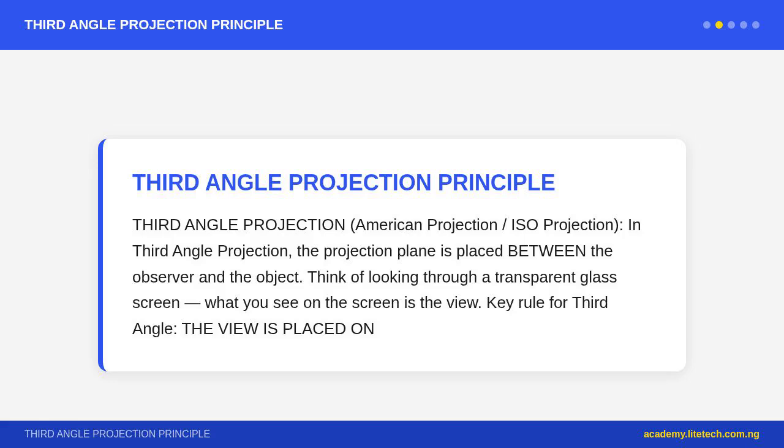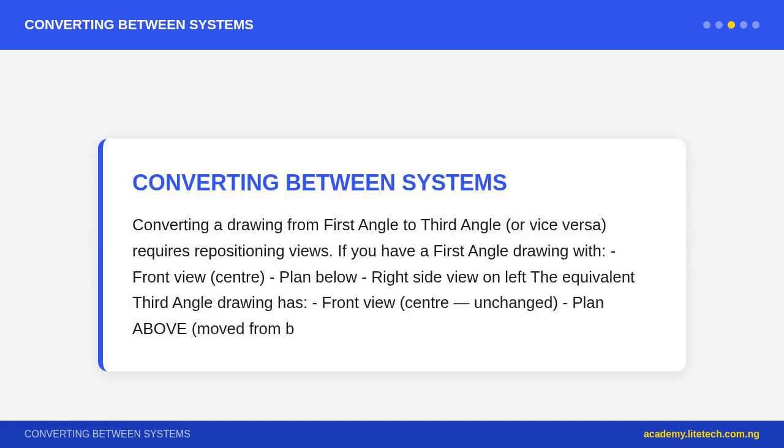Identifying the system from a symbol. Look in the title block for the projection symbol. If the small end of the truncated cone is on the left, first angle. If the small end is on the right, third angle. If no symbol is present, the system must be stated in a note.